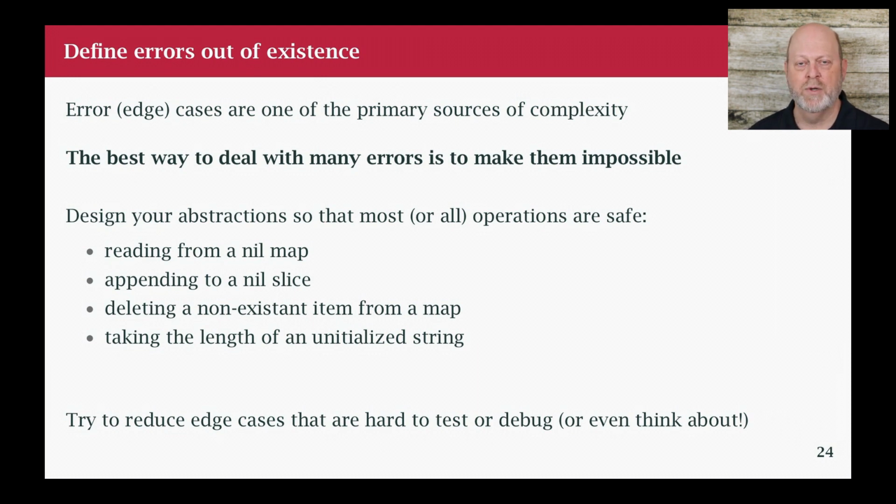And there are some examples built into Go. It's okay to append to a nil slice. It's okay to read from a nil map. It's okay to take the length of an uninitialized string. If we think about other languages, in C, an uninitialized string is just a character pointer with random data. In Java, it's a pointer that probably is nil. Okay, that's safer. But in both cases, I've got to do some logic before I can calculate the length of a string to make sure I haven't blown myself up.